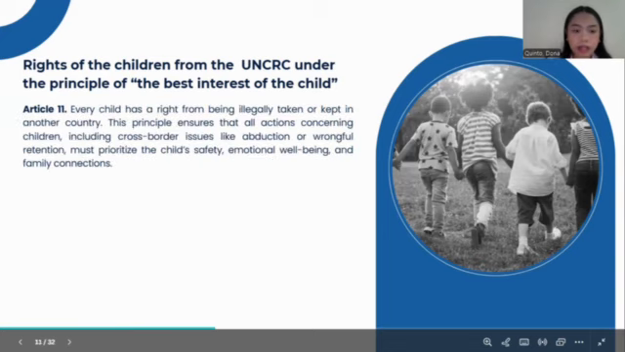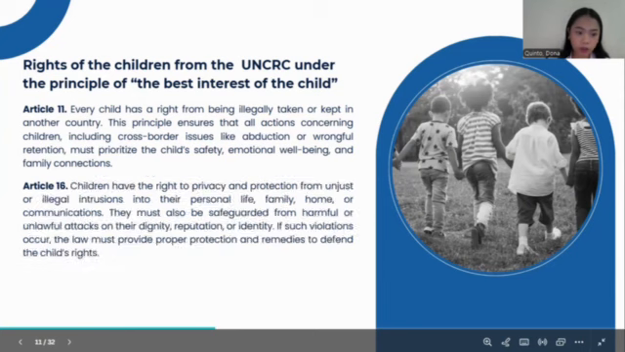Article 11, children have the right to be protected from illegal removal or retention across borders, and all related actions must prioritize their safety, emotional well-being, and family ties. It is under the principle of the best interest of the child because it ensures that in cross-border cases, decisions are guided by what most safeguards the child's overall welfare, stability, and connection to loved ones.